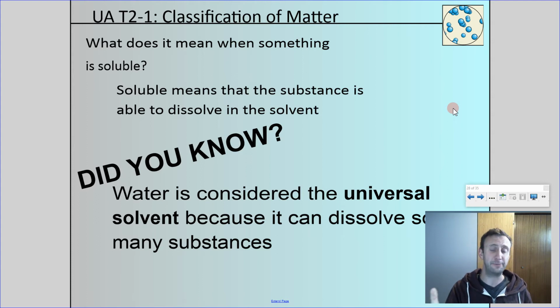In contrast, if I say insoluble, in means not as a prefix. So if I say insoluble, I'm saying it doesn't dissolve.